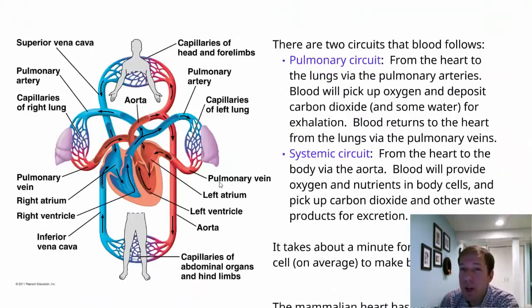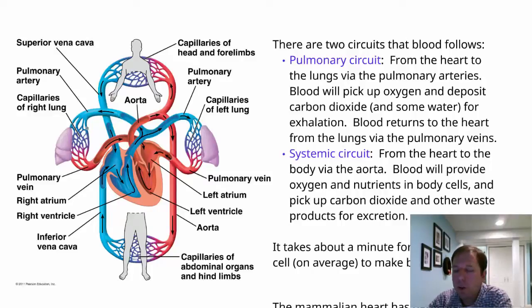But I want to start here with the heart. So the heart is going to create a system where there are two circuits of blood. There's a pulmonary circuit. In the pulmonary circuit, there's going to be blood that, here in blue, meaning deoxygenated blood, is going to leave out the pulmonary arteries and towards one of two lungs.